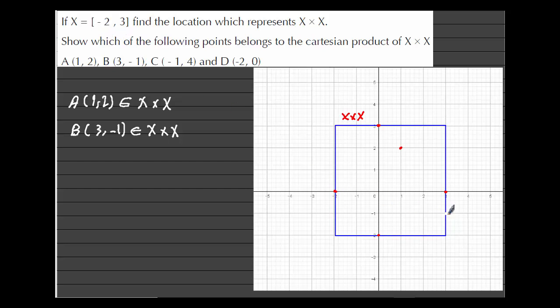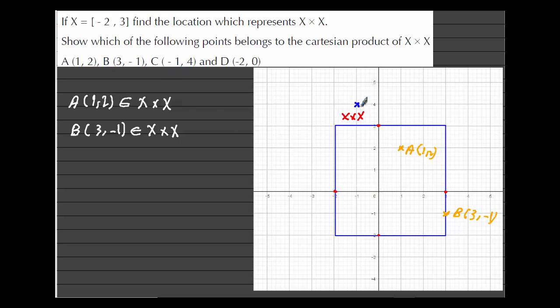So the point B will be here, on the edge of the interval, but it exists. The point B is 3 and -1. The point A is inside it, here. The point A, 1 and 2. The point C, -1 and 4.